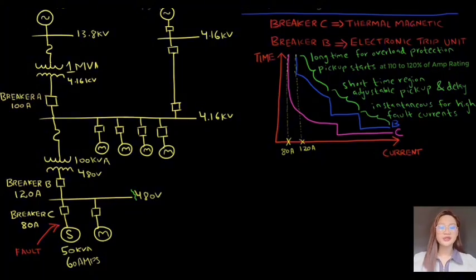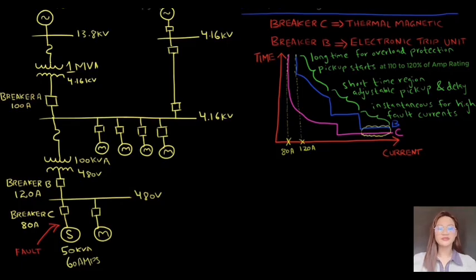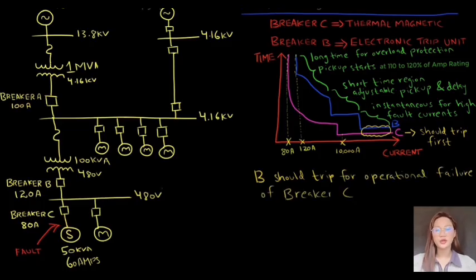In order to better understand the concept of short time, let us recall the time current curves which were demonstrated by Aaron. One of the highlights was a flaw in the instantaneous region of the curves, which overlap after a certain current level, resulting in both breakers tripping simultaneously. Let's say the maximum fault current on the terminals of the loads is 10,000 amps. For this case, we want breaker C to trip first. For all fault levels at 10,000 amps and below, we would want breaker B to only trip for operational failure of breaker C or faults on the 480 volt bus.